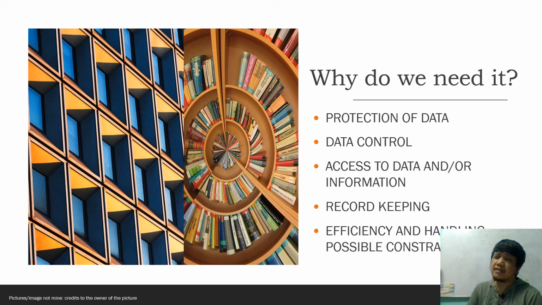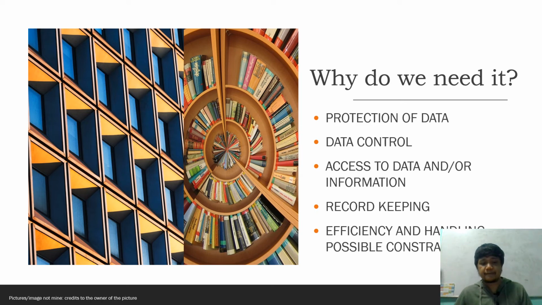So number one is for protection of data. We need to protect the data. Every data that we collect should be protected. And at the same time, we should have data control: who may access those data, who is allowed to access the data, at what point can certain individuals access those data, and how can that particular database system keep the record, and how long will that record last in that particular database system.